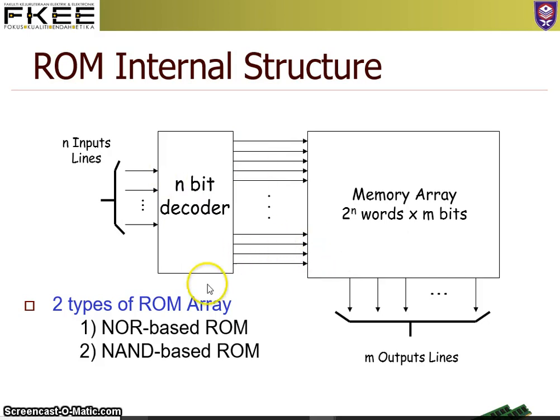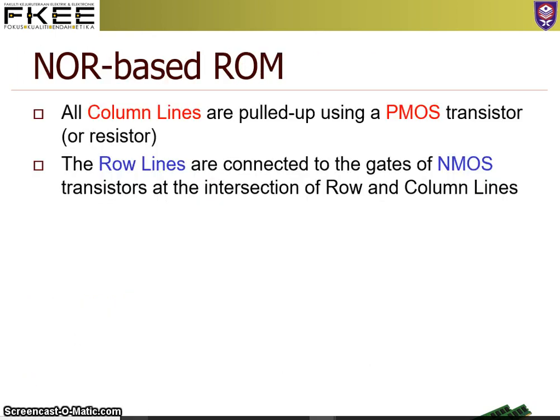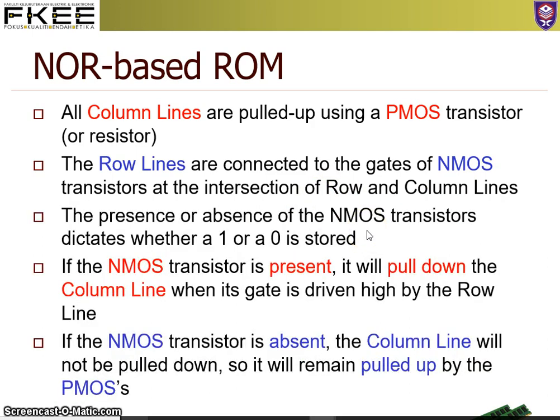Usually ROM has 2 types of array. One is NOR base and another is NAND base. For the NOR base ROM, it uses a PMOS transistor as the pull up for the column line. Then you have a row line that is connected to an NMOS transistor at the intersection of the row and column lines. The presence of NMOS will indicate that a logic 1 is stored. When there is no NMOS, it means a logic 0 is stored.